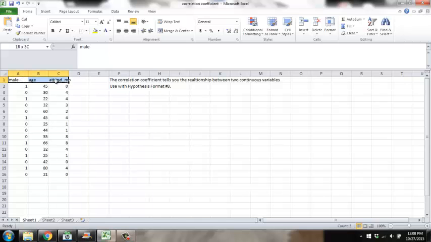If you have a hypothesis that is of format 3, remember format 3 is the hypothesis that we use when both of our dependent and independent variable is continuous. So it takes the form of something like age is positively related to income, or family size is positively related to number of cars owned by family, something like that.